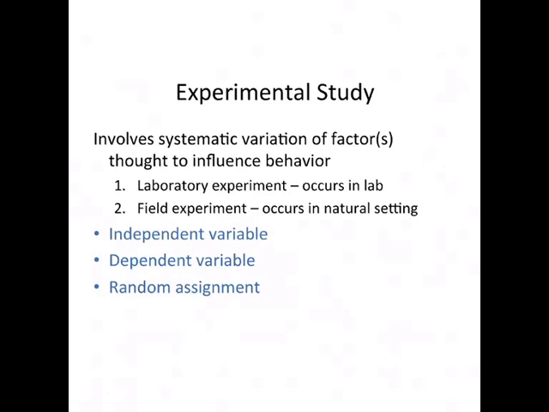In an experimental study, there are 3 things that we need to remember or that are important to the aspect of a study. One of them is the independent variable, one of them is the dependent variable, and the other is random assignment.